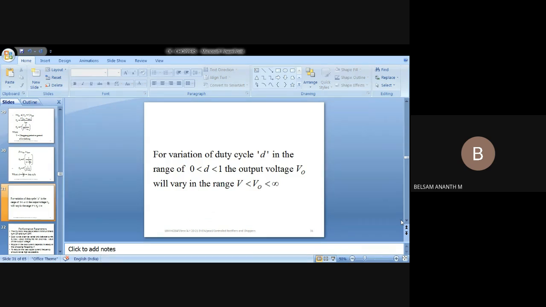But my point, finally, for variation of duty cycle D in the range 0 less than D less than 1, the output voltage will vary in the range V less than output voltage less than infinity. That means if you keep on varying the duty cycle ratio in the range of 0 to 1, the output voltage will vary up to infinity.